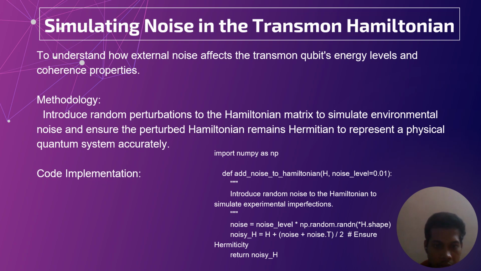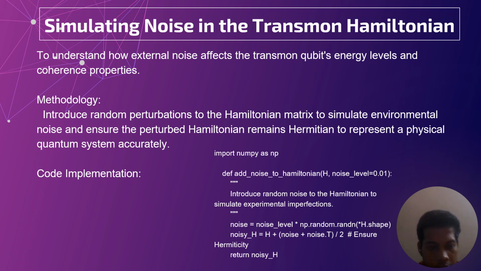Our next slide is simulating noise in the Transmon Hamiltonian. In real world scenarios, Transmon qubits are subject to environmental noise, which can affect their performance. To simulate this, we introduce random perturbations to the Hamiltonian matrix. Here is a Python function to add noise to the Hamiltonian. As you can see with the code implementation, this function adds symmetric random noise to the Hamiltonian, ensuring it remains Hermitian, which is essential for representing a physical quantum system accurately.